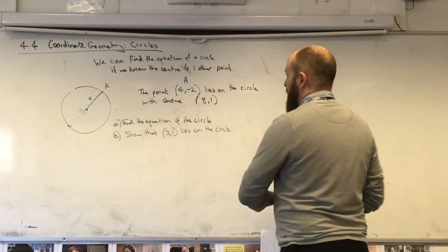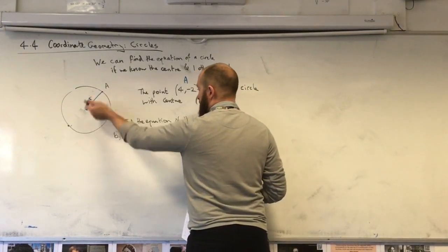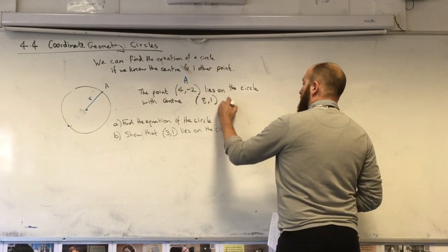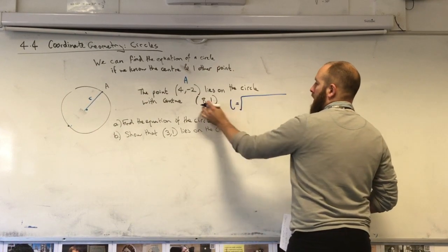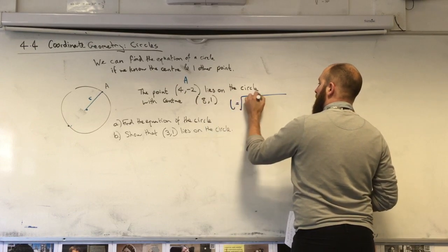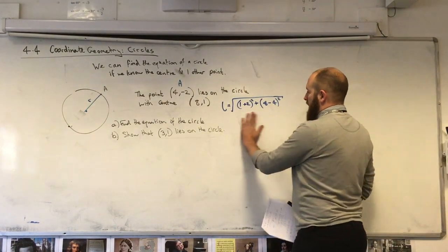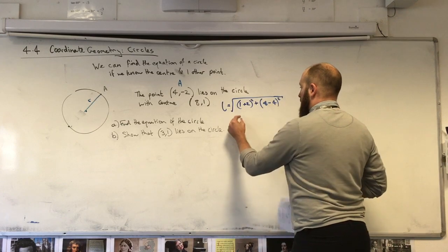Alright, so first bit, find the equation of the circle. So this time we need to calculate what the radius is. We know these 2 points, so we need the radius. So we need to use our length of line equation again, so that's already here. So working through that.